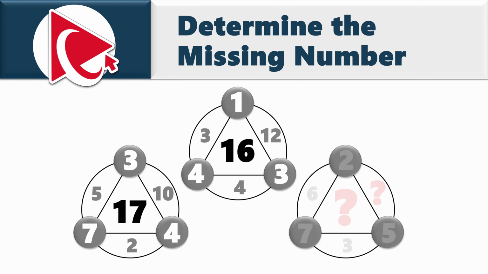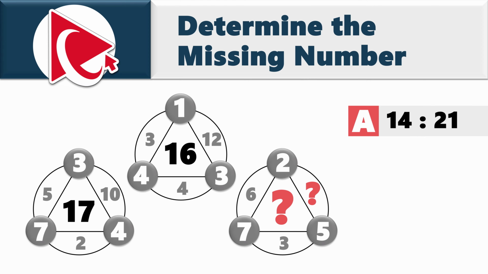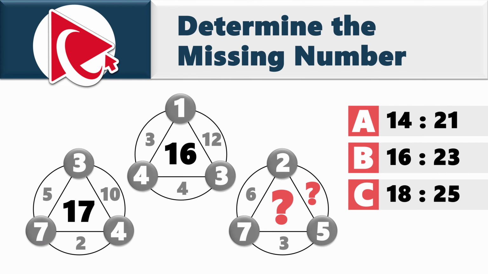The third shape looks a little more challenging, just a little, because 2 numbers are missing. The numbers in the small circle are 5, 7, and 2, and there are 2 numbers inside the large circle, 6 and 3. You need to calculate the 2 missing numbers and select them out of 4 possible choices. Choice A, 14 and 21. Choice B, 16 and 23. Choice C, 18 and 25. And last but not least, choice D, 20 and 27.